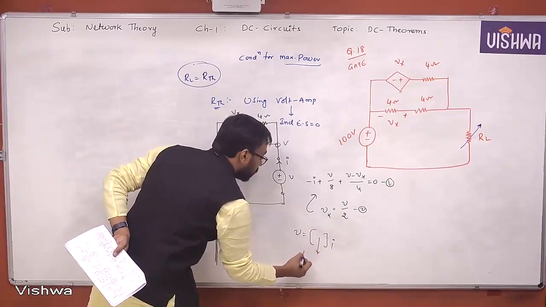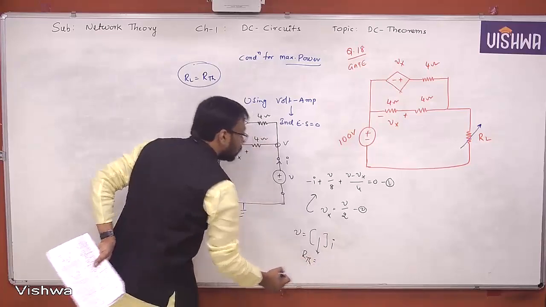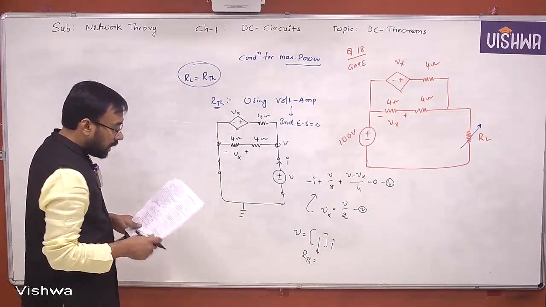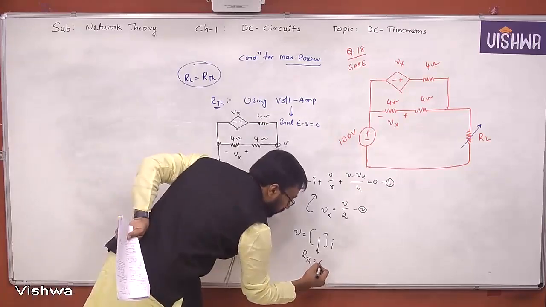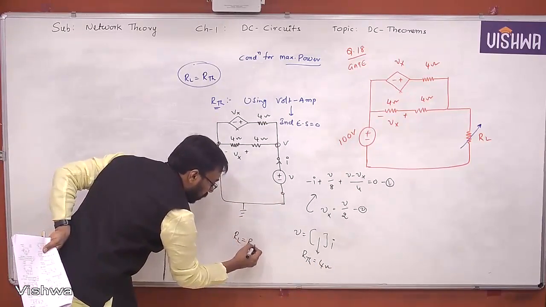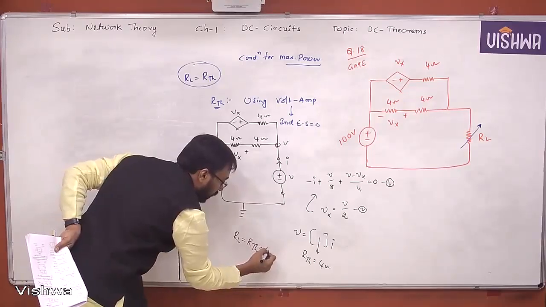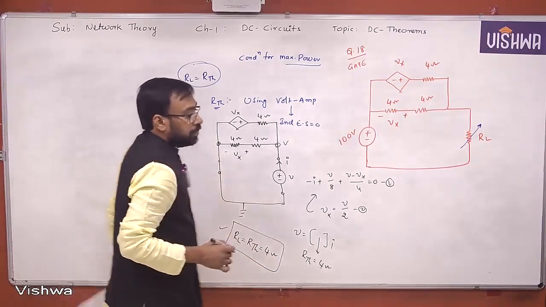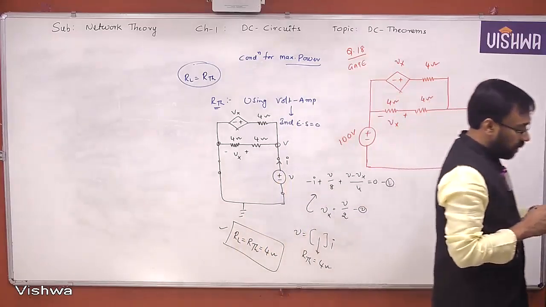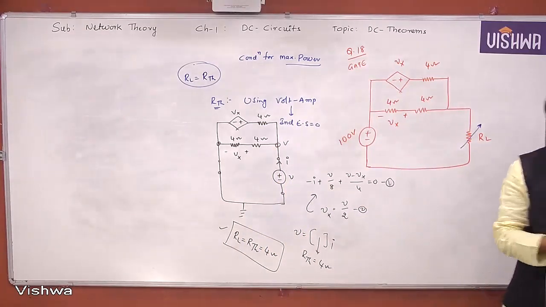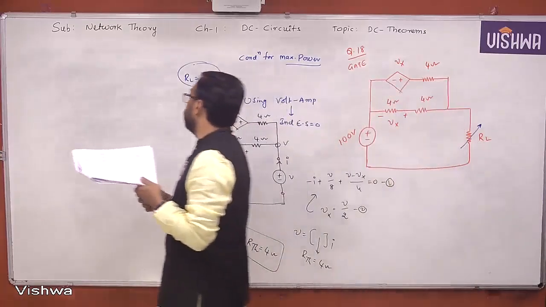This something is nothing but RTH. You will get this value. I can give you the answer here. It must be 4 ohms. Therefore, what is the condition for maximum power transfer? RL is equal to RTH is equal to 4 ohm. That's it. Okay, note down. Meanwhile, I will give you another problem here. Note down.